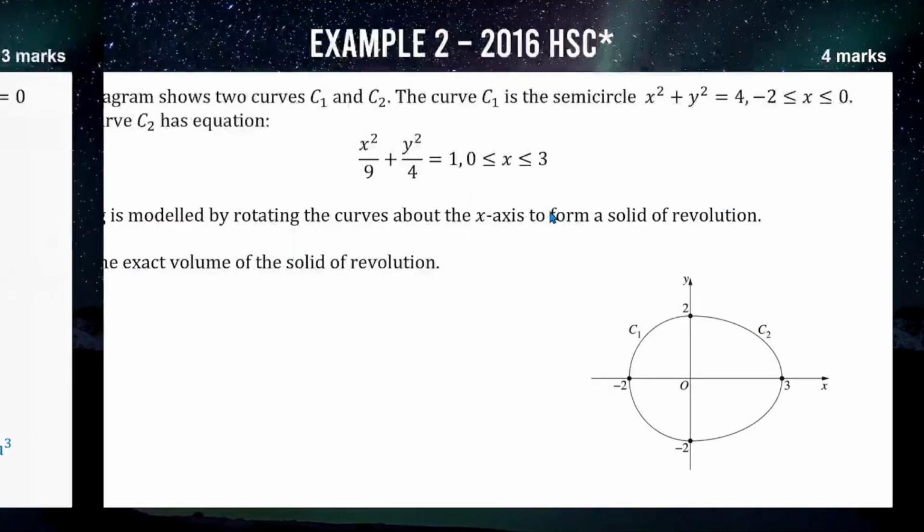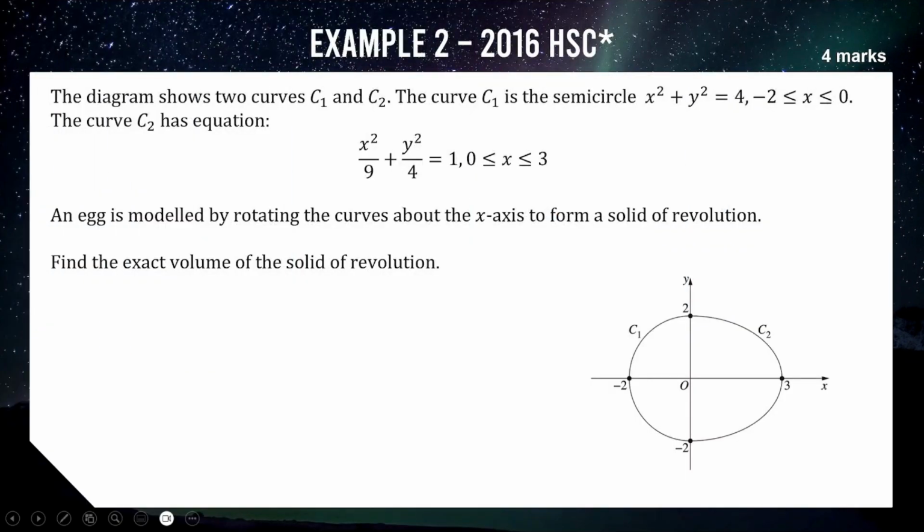Okay, on to our second x-axis revolution. This is the famous egg question. I love eggs. We have 2 curves, C1 and C2. C1 is a semicircle, which we can see on the left-hand side. Radius 2 centered at the origin, and we're just doing the left-hand side, hence the x limits.